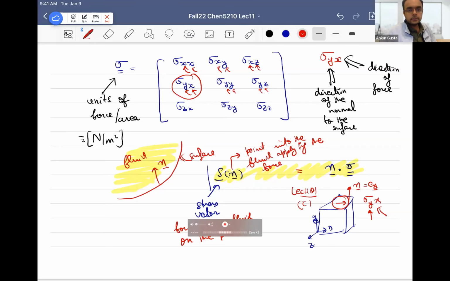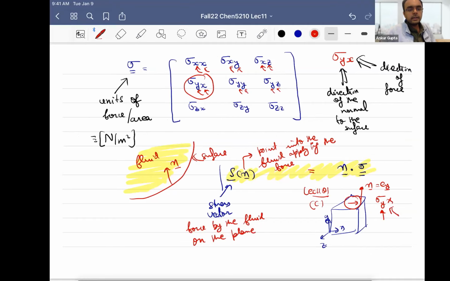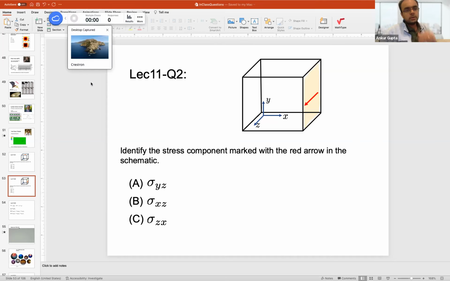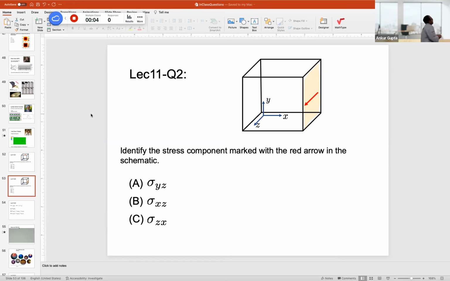Great. So now let's do another one. This is again not that difficult. I just want you to continue to think in terms of the sigma x and y. Let's do another one, which is this one. And let's do a quick poll. This should not take more than 40 seconds. So what is the red arrow which is being shown here? Which component is this?